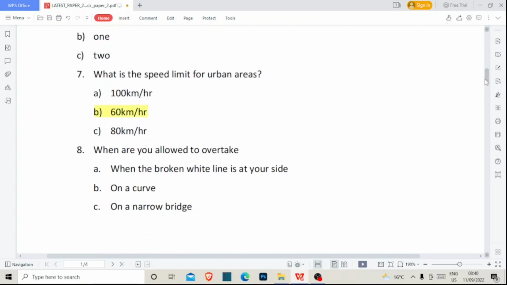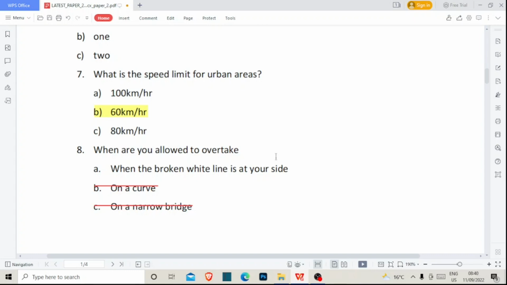Let's go for number 8. When are you allowed to overtake? Option A, when the broken white line is on your side. B, on a curve. C, on a narrow bridge. On a curve and a narrow bridge, definitely these ones are wrong. You're not allowed to overtake here. So let me just strike through like this to show that this is definitely wrong. Now we are left with one answer. When the broken white line is at your side, it means that you can overtake.